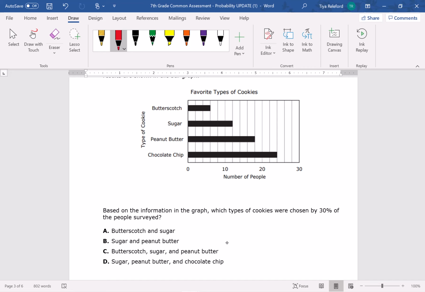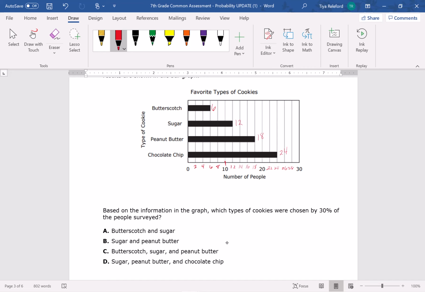I can see that our bar graph starts at 0 and that this line is 10. So that means each line in between is 2. 14, 16, 18. For corrections, you must write all those numbers too. I wrote it in red, you write it in red. So, butterscotch, 6, sugar, 12, peanut butter, 18, and chocolate chip, 24.